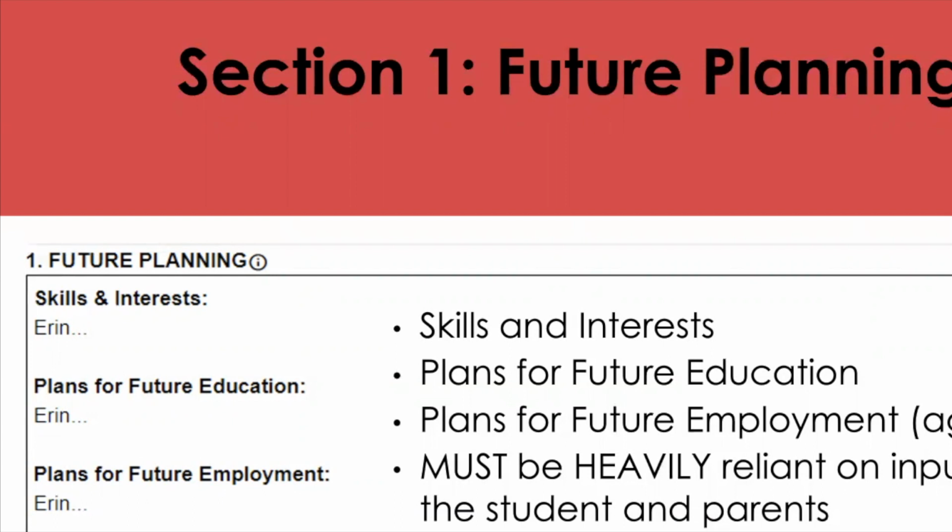We should not be writing in this section what the IEP team or the school team would like. It could be there, but that is not the design behind this section. This section should address the student skills and interests. Are there plans for future education? Make sure it is written in a way for the students. What do they want to see for their future plans?